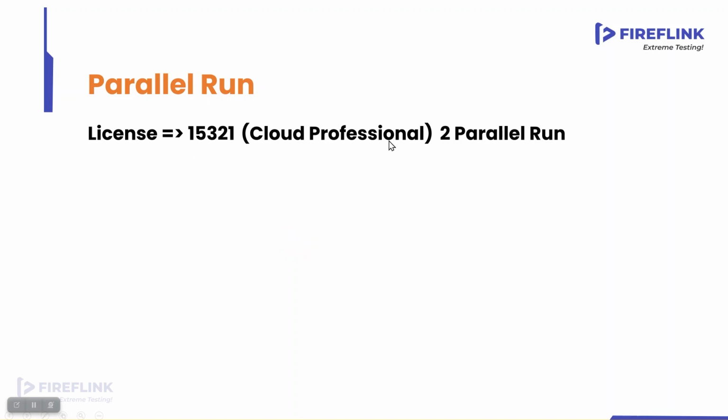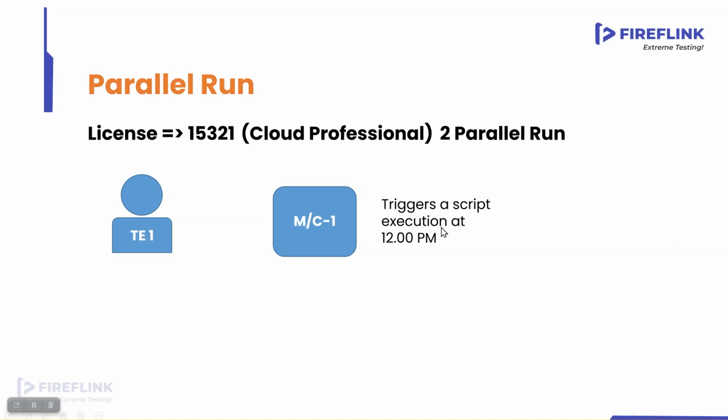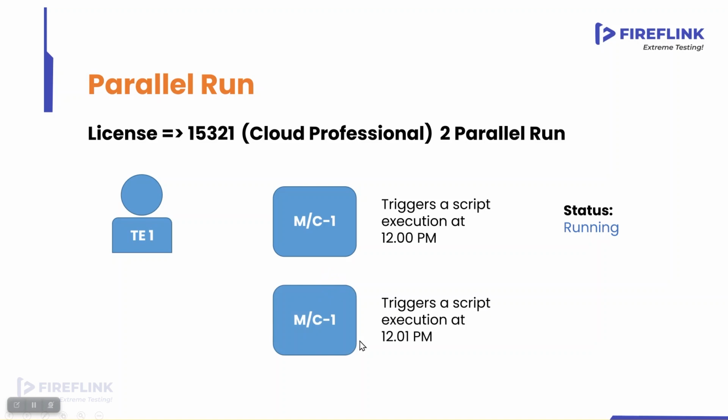Okay. Now let's take a different scenario. It's the same license, a Cloud Professional license with two parallel runs, right? Now there is one test engineer, and he is using his machine and triggering execution at 12 p.m. Now when he is triggering this execution, what will be the status of the execution once it is triggered? Running, right? Now once this execution is going on, if the same test engineer using the same machine tries to trigger one more execution while one execution is running, what is going to happen? He will be getting the status as client is busy. Now here we have two parallel runs, but test engineer 1 cannot trigger two different executions. Why? Because these are the same machine, right? When a machine is executing a script, it cannot trigger one more execution, right?